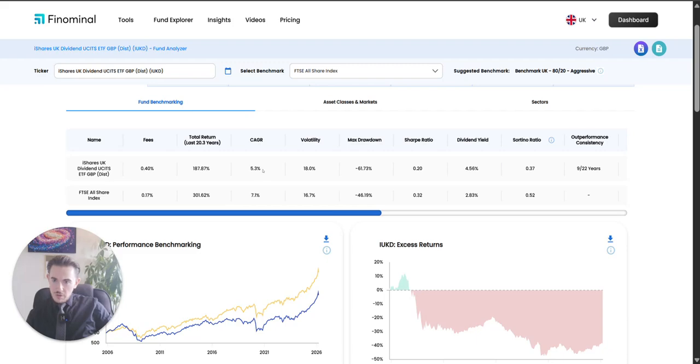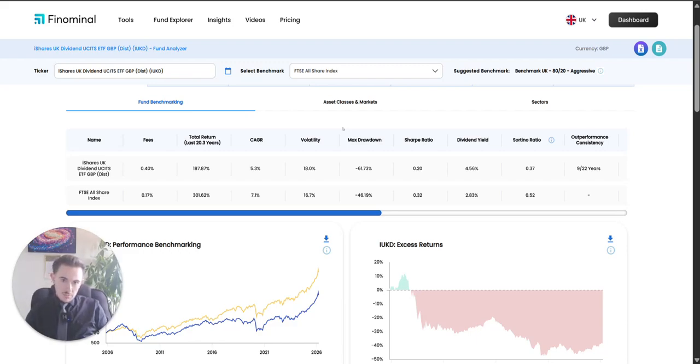To note on CAGR, 5.3% for IUKD, 7.1% for the FTSE All Share, and we can see increased volatility and max drawdown for IUKD versus the FTSE All Share index. So 18% volatility for IUKD versus 16.7% for the FTSE All Share index, and considerably higher max drawdown of minus 61.73% for IUKD and minus 46.19% for the FTSE All Share index. This can be attributed to the more concentrated number of holdings, of course, but still that is quite a chunky drawdown, is what I would say.